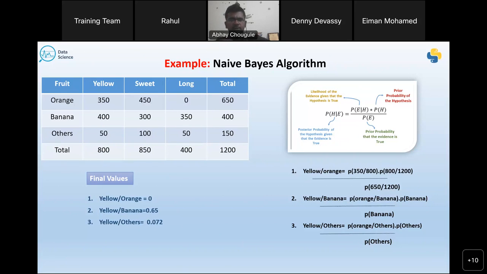Not a logic, it seems. Y divided by 0 is equal to 0. Yellow divided by orange is equal to 0. Definitely you will get, actually see, if yellow divided by orange is equal to 0, just calculate this one, if you get this value, what will be the answer?